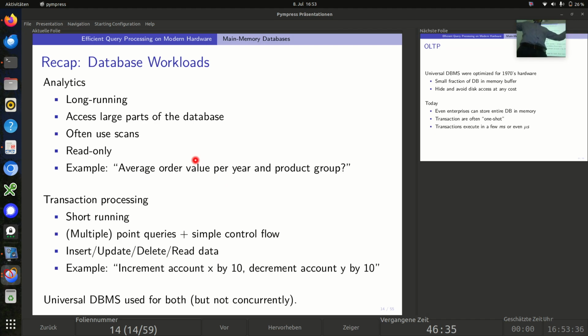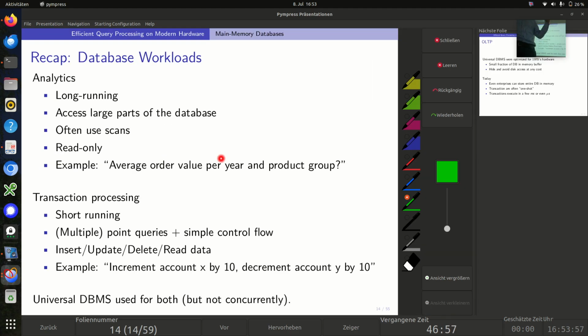So we have two kinds. What are the two kinds of database workloads? So analytics and transaction processing. So what's the common term for that? Analytics, so what's the abbreviation with O? Yes? Online analytical processing, OLAP, and OLTP, online transactional processing.